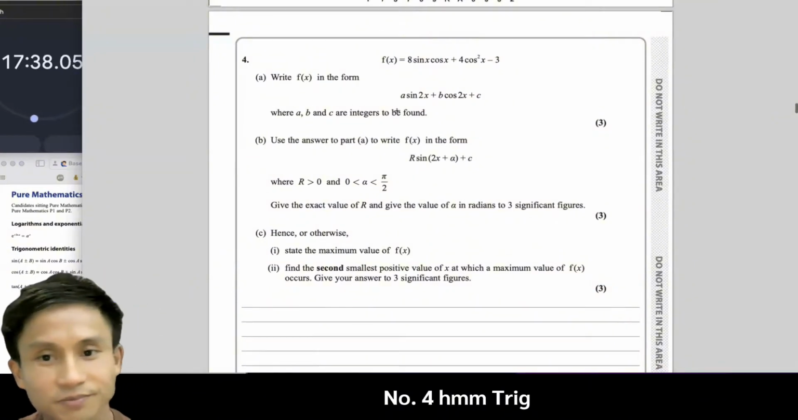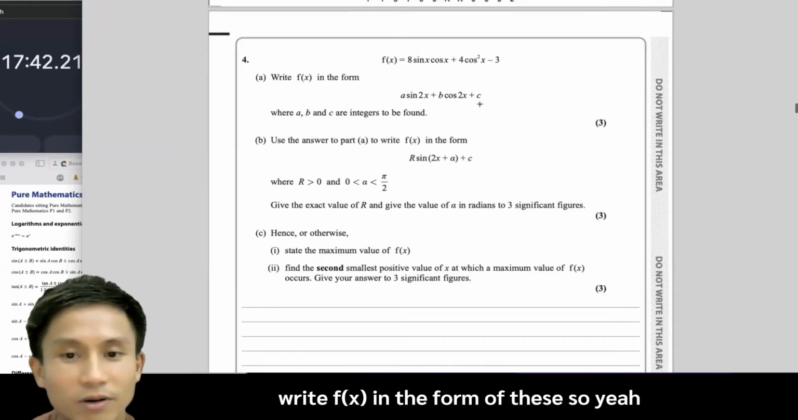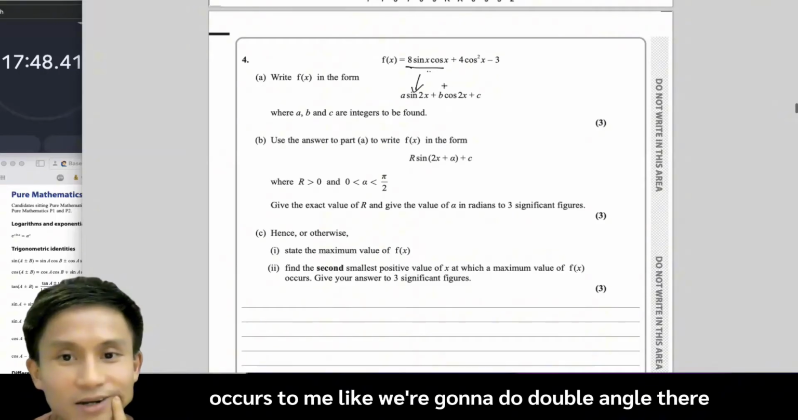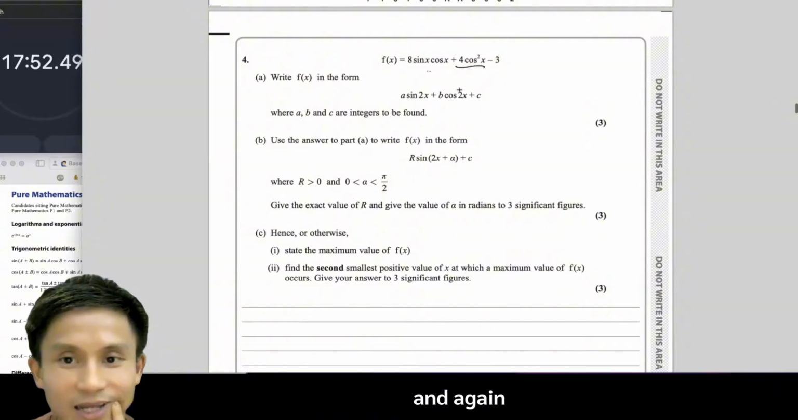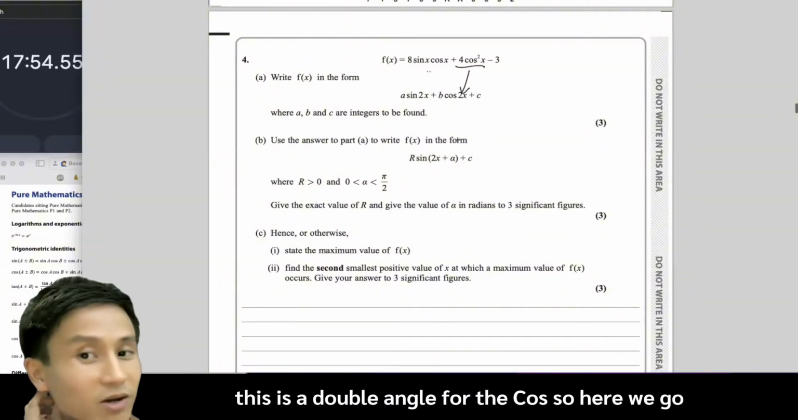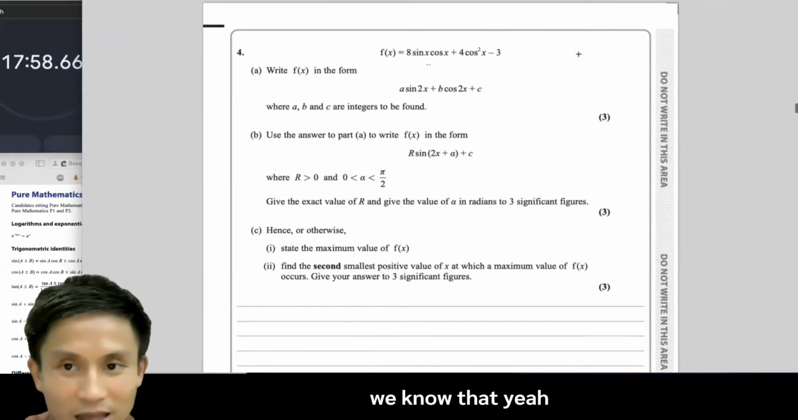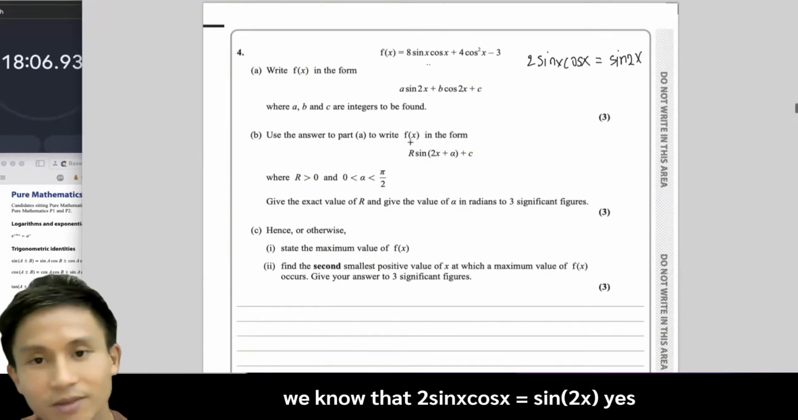Number 4, tricky. Write f(x) in the form of these. So yeah, it occurs to me like we're going to do double angle there, right? Because we have a sine and a cos multiplied together. And again, this is a double angle for the cos. So here we go. We know that, yeah, I'm just going to write the formula here. We know that 2 sine x cos x equals sine of 2x, yes?